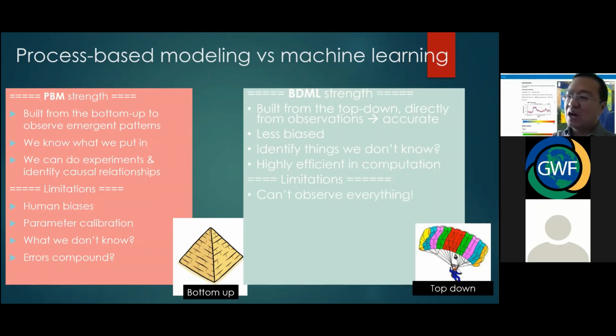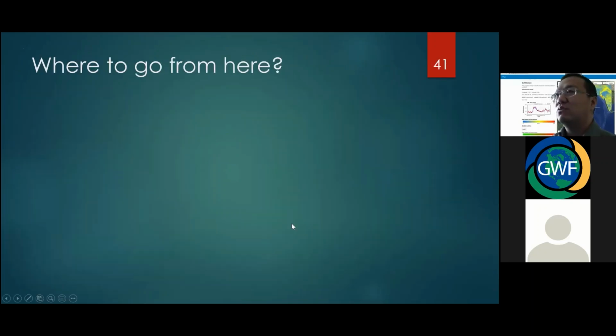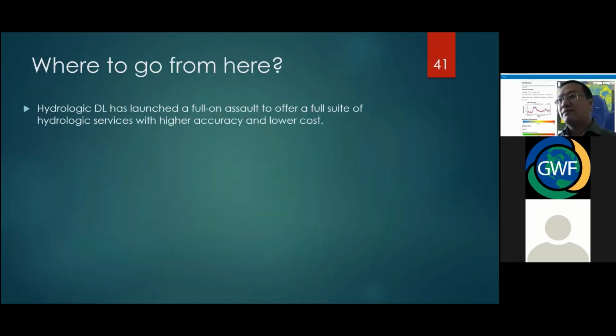But the limitations are it can't observe everything. It might be very difficult to interpret, okay? And it may not fully respect physical laws, which is very annoying to us. And it does not understand causal relationships, so it can get tricked by associative relationships. So I think there's a synergy between them. And that's the current frontier of the research, which is to link the two. And parameter learning is like a step in that direction.